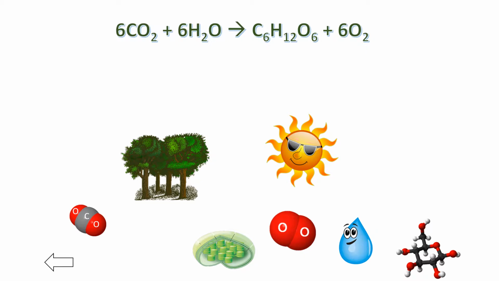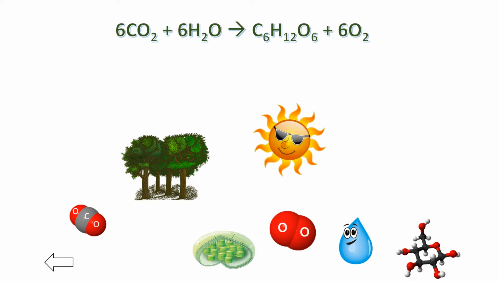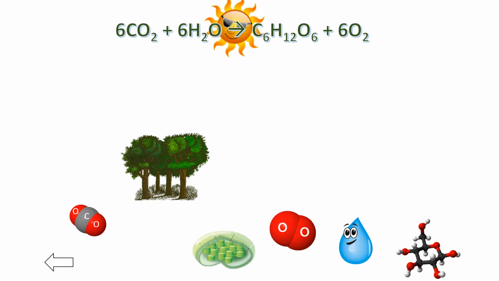And it says I need some 6CO2 plus 6H2O. And I need some type of energy source so that I can make my sugar and my oxygen. And so I need my sun, because my sun is my energy source for it to happen. Now remember, photosynthesis is about just making food.